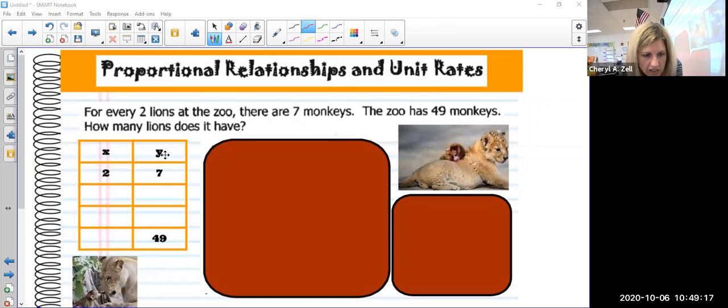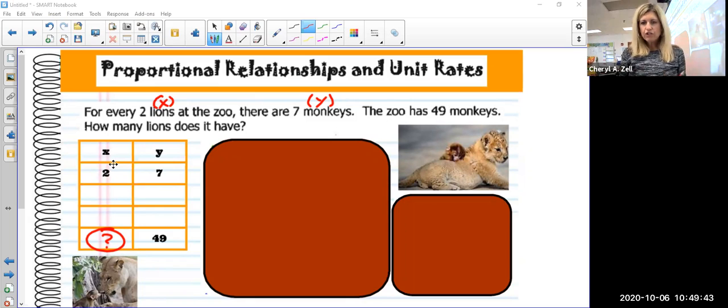So let's just say that X is going to equal lions. So your X is the lions. And your Y, those are your monkeys. So we know for every 2 lions at the zoo, there are 7 monkeys. We have to figure out what is going to go here. So I'm going to teach you a different method, okay?